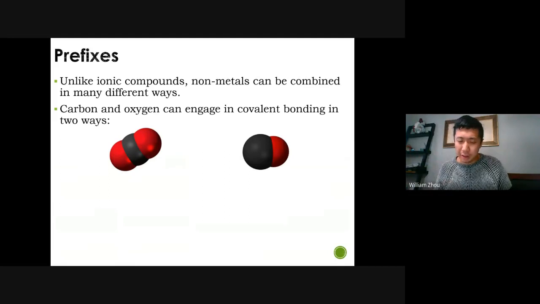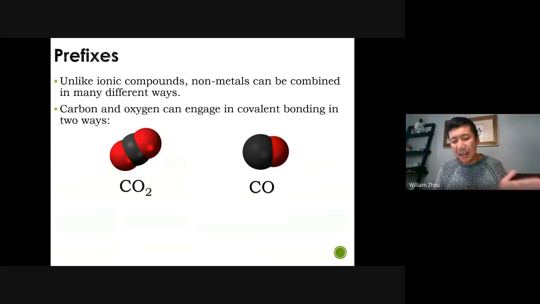Carbon and oxygen can bond in many ways, and here are 2. On the left, you have CO2, carbon dioxide, something we're very familiar with. On the right side, you have CO, also carbon and oxygen, but way more deadly, carbon monoxide.